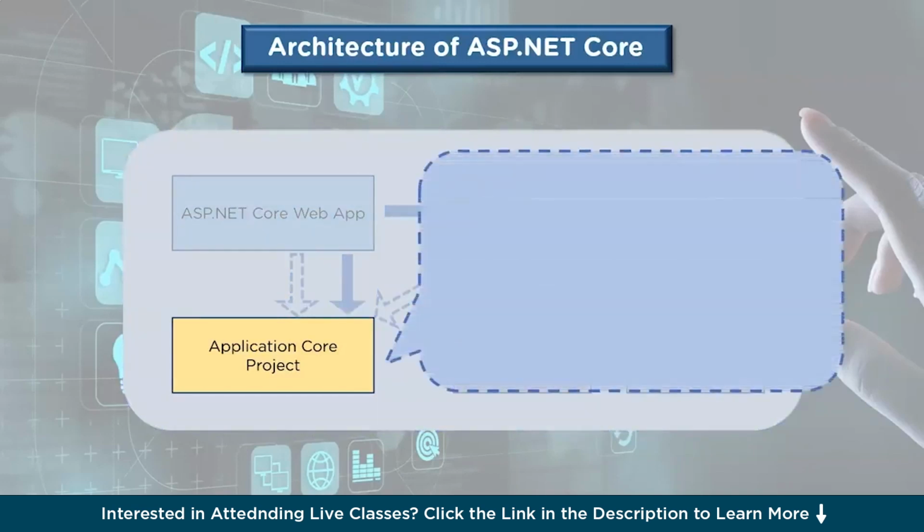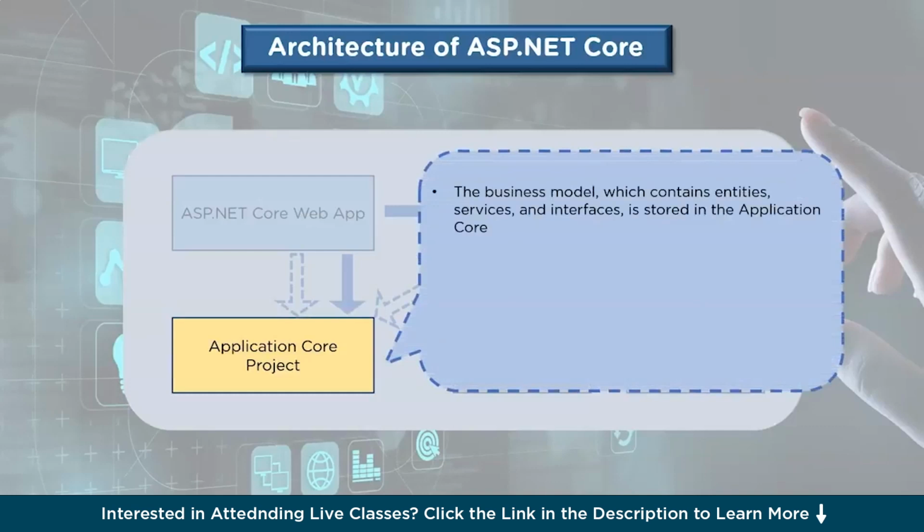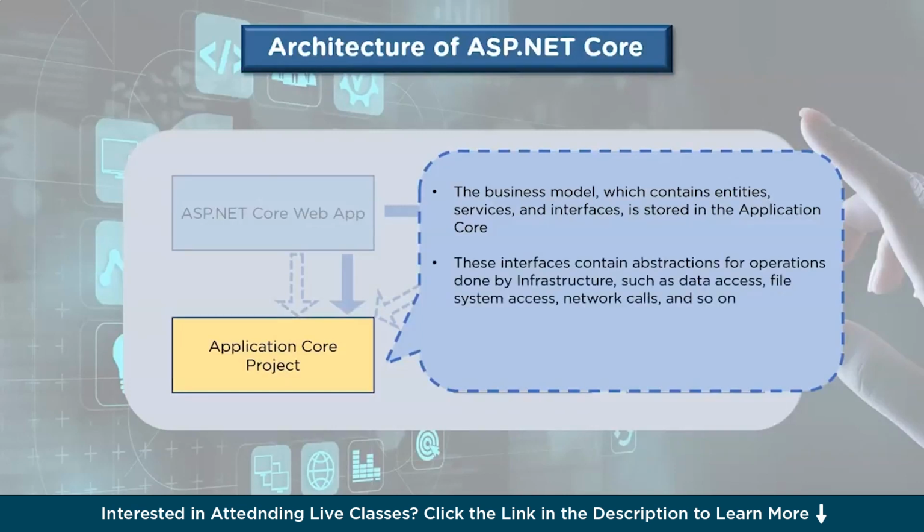Application core project. The business model, which contains entities, services, and interfaces, is stored in the application core. These interfaces contain abstractions for operations done by infrastructure, such as database access, file system access, network calls, and so on. Application core types include entities, interfaces, services, and DTOs.